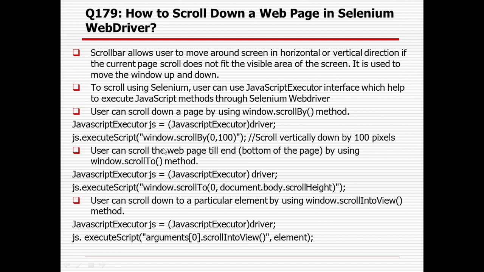Otherwise, if you want to scroll the web page till the end, that means the bottom of the page, you need to use the window.scrollTo method. Similarly, you first create an object instance of JavaScriptExecutor by typecasting the driver. Then, with that object, you use dot executeScript, then window.scrollTo, and then you give 0, document.body.scrollHeight. So it will scroll the web page to the bottom, or end, of the page, right?